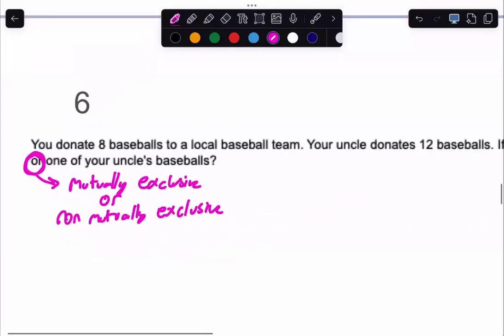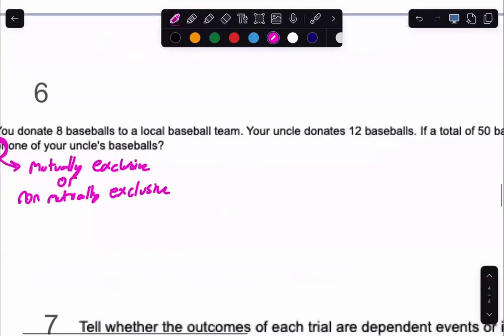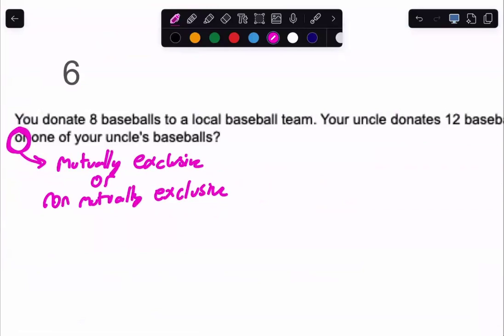Now we have to use our thinking skills: whether you can have the opportunity of being in both, or it has to be one or the other. The fact is, it tells us that the first pitch, meaning there's only one pitch, meaning that whatever baseball they pick, it can either be your uncle's baseball or your baseball. It cannot be both. So this is mutually exclusive, because there's no possible way that the first pitch will be both your baseball and your uncle's baseball. There's no possible way for both to occur.